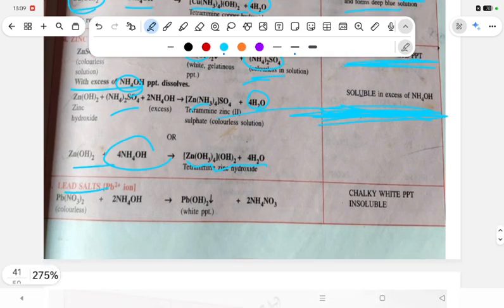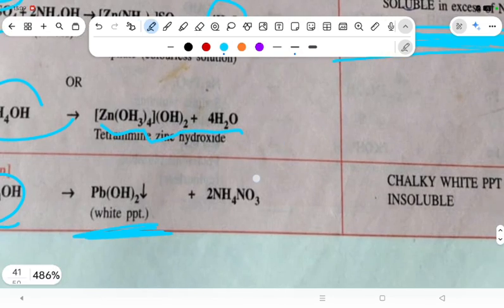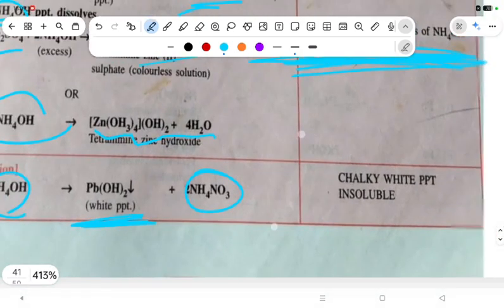Lead salts: Pb(NO3)2 colorless plus ammonium hydroxide, it will form Pb(OH)2 white precipitate plus NH4NO3. It forms a chalky white precipitate, insoluble.